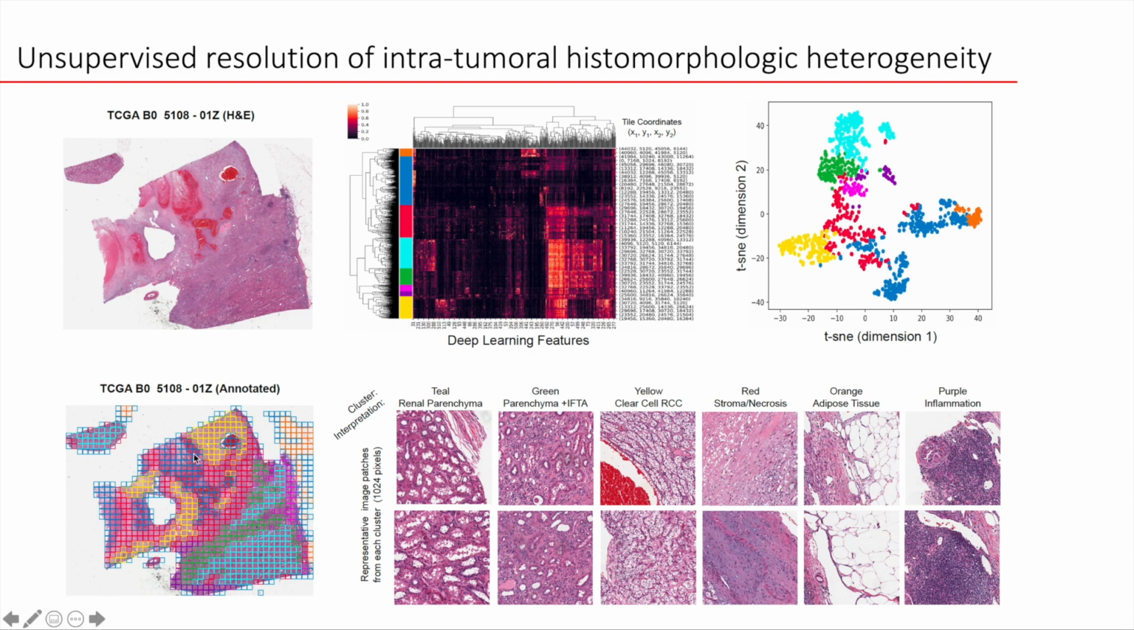We have a yellow area that represents the actual clear cell renal cell carcinoma. We have a neighboring red area that represents stromal and necrotic tissue. We have orange, which is the adipose tissue beside the specimen. And then we have even a purple strip here that represents inflammatory infiltrates that have come in response to the presence of this tumor, most likely.